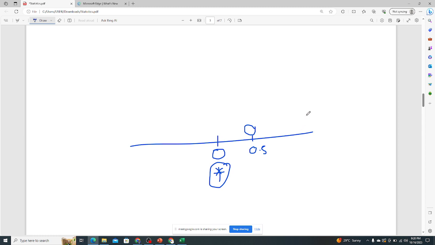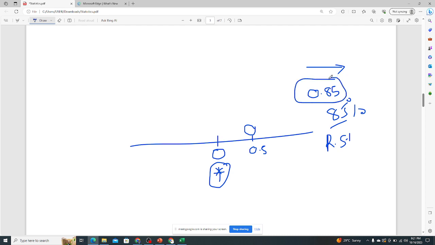We'll come to say that any correlation value of more than 0.85, or 85%, is considered relatively strong. Any correlation greater than 0.85 is termed a relatively strong correlation, meaning that, for sure, there exists a relationship between these two variables. Okay?